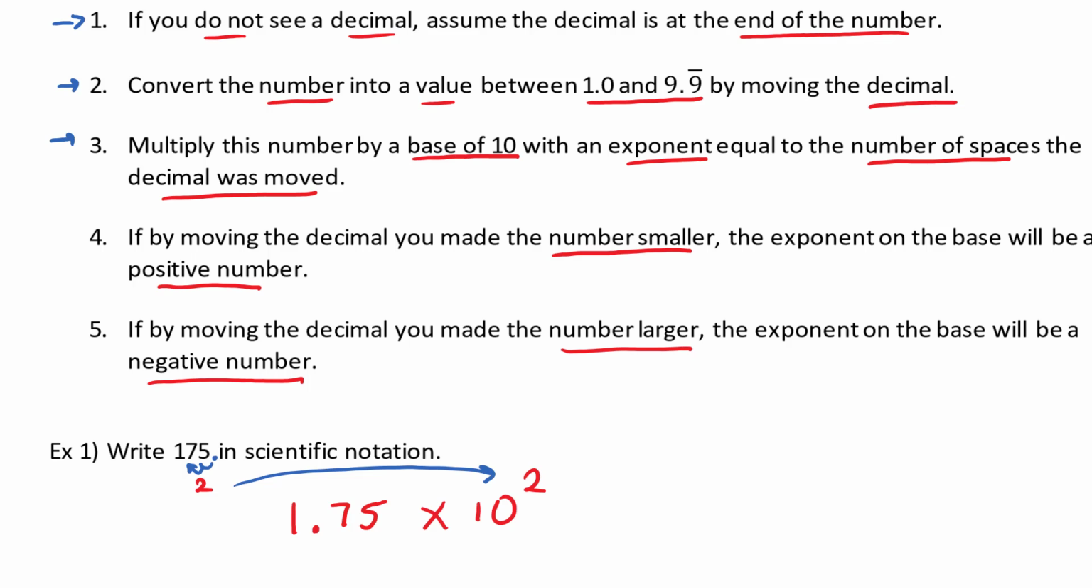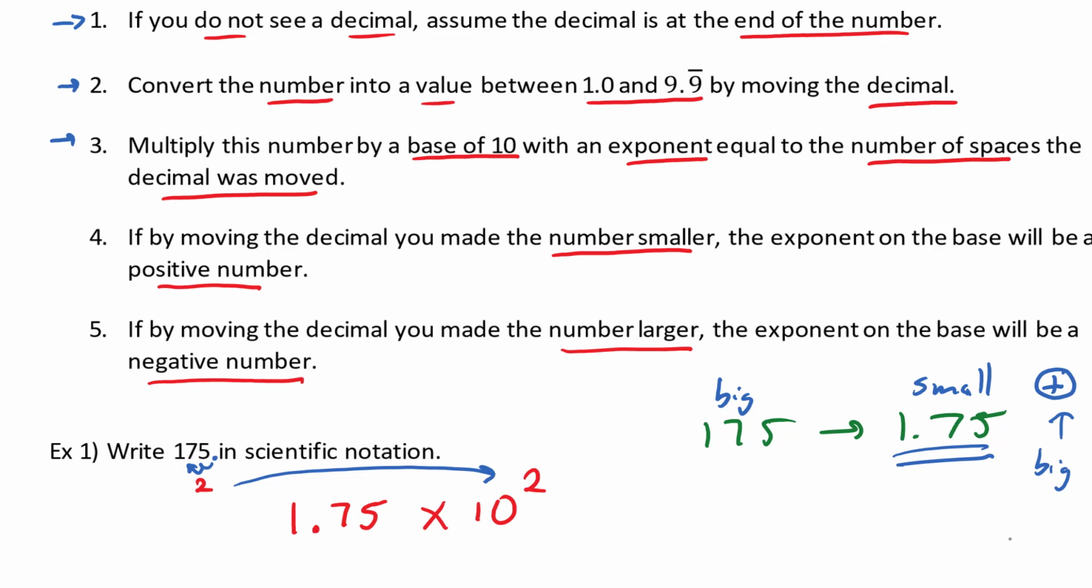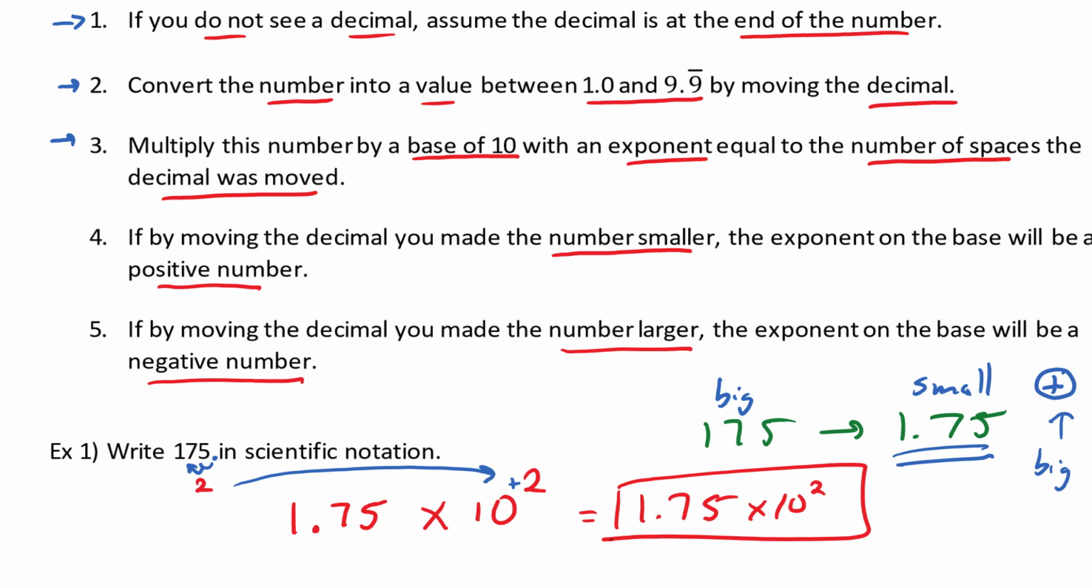Now, is this positive 2 or negative 2? We went from 175 and we converted it to 1.75. This was a big number and we converted it so it had to be a smaller number. Therefore, our exponent has to be a positive number. It has to offset that. Because this is small, this has to be big, so we don't change its value. Therefore, this exponent is positive. So in the end, you don't need the positive symbol there. 1.75 times 10 to the 2. That is 175 in standard notation, now written in scientific notation.